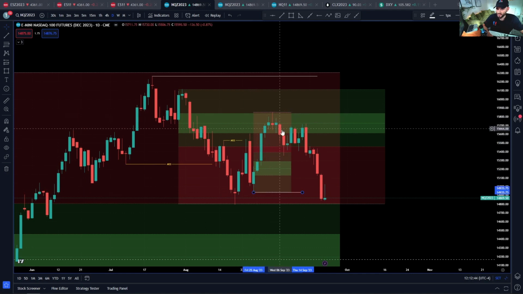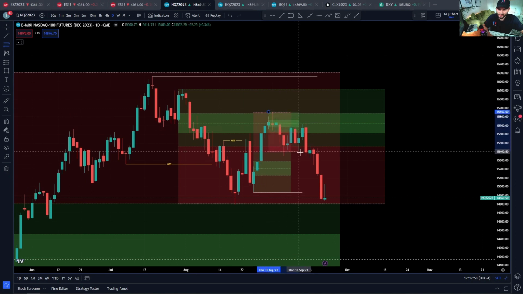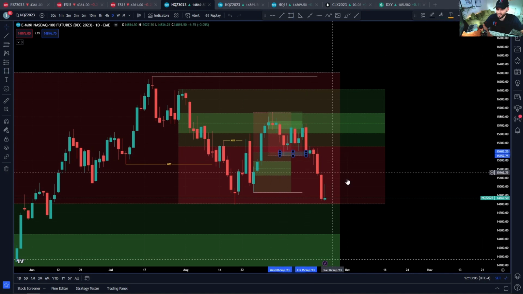So what can we anticipate? We can anticipate price coming back to fair value. Okay, and when it gets to fair value, what can we anticipate? Price moving back up into a short-term premium. So what has been engineered on the lows at fair value?